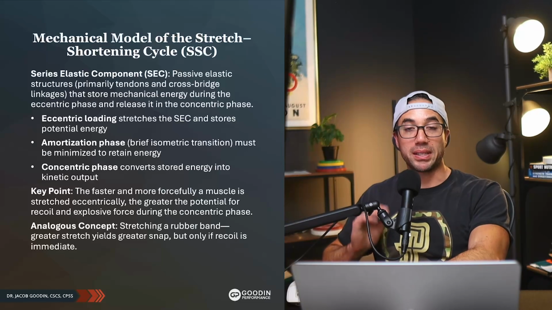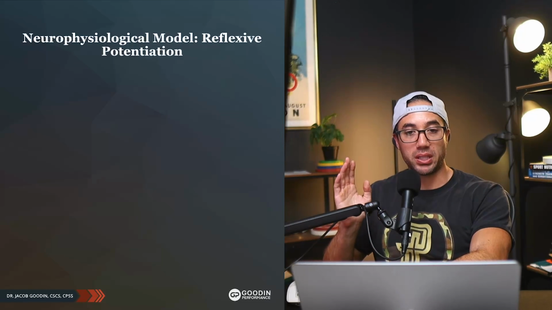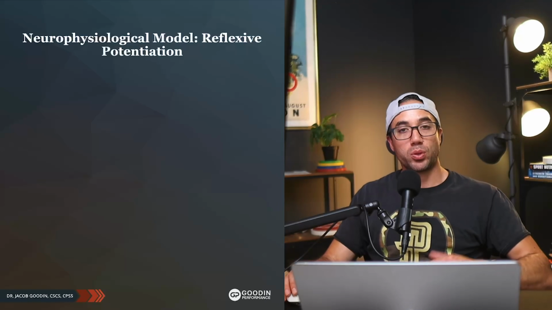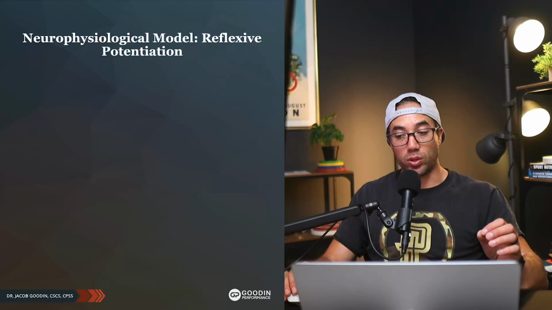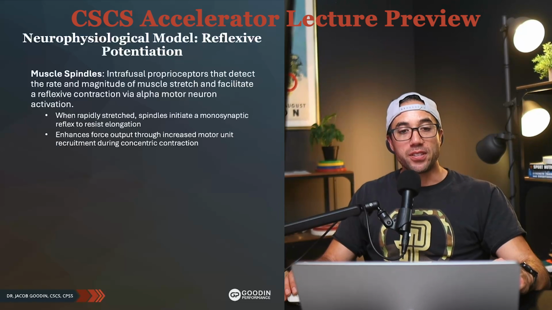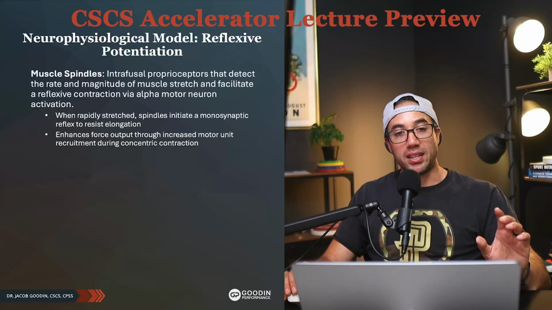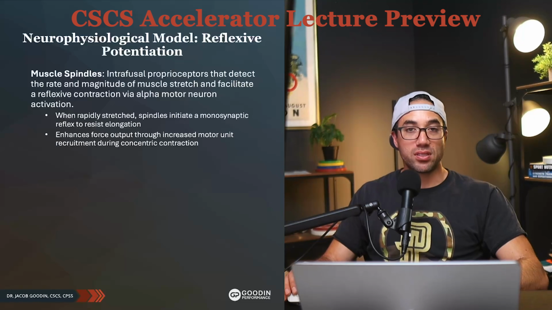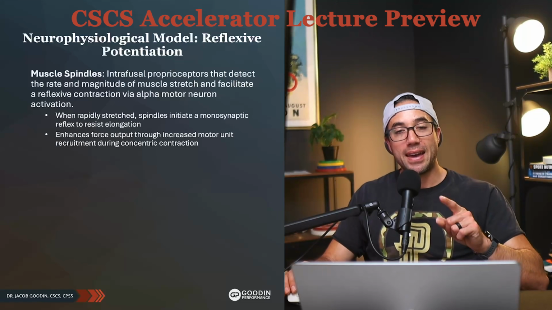All right, so the mechanical model is one way of thinking of it, but it's only half of the equation, because the other side is the neurophysiological model, okay? And this is where we have the reflexive potentiation. Think back to the myotatic or stretch reflex. This is where we have muscle spindles, those are proprioceptors, involved, and the muscle spindles are those intrafusal proprioceptors that detect the rate and magnitude of muscle stretch and facilitate a reflexive contraction via the alpha motor neuron activation.